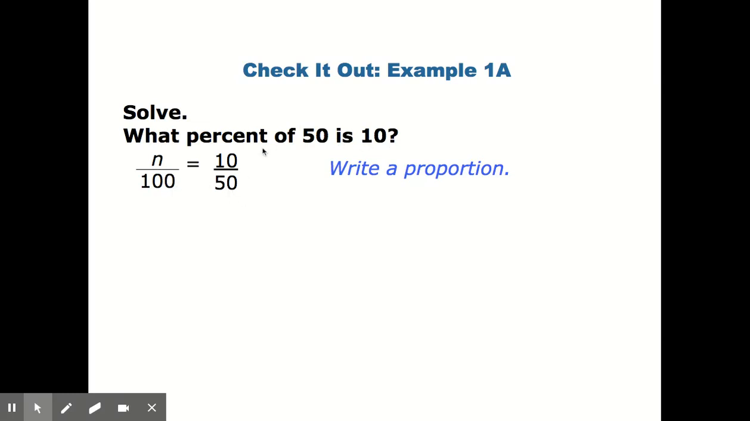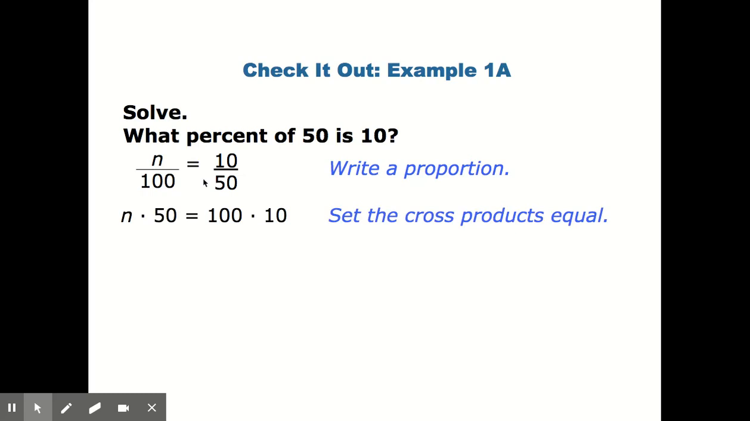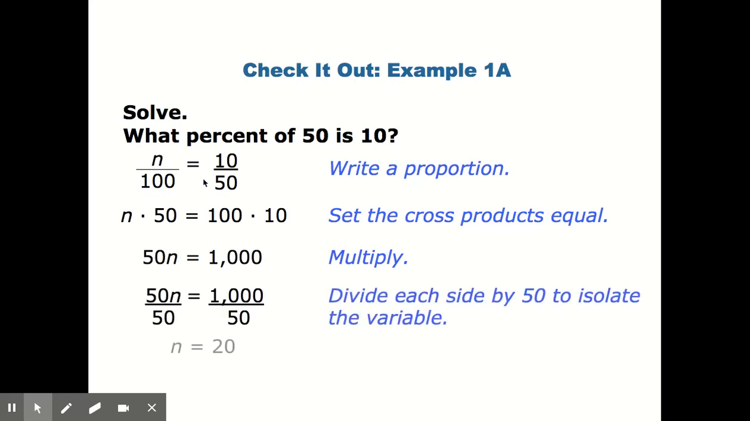And looking for the 10, cross multiply. n times 50 equals 100 times 10. Get 50n equals 1,000. Divide both sides by 50. n equals 20. So therefore 10 is 20% of 50.